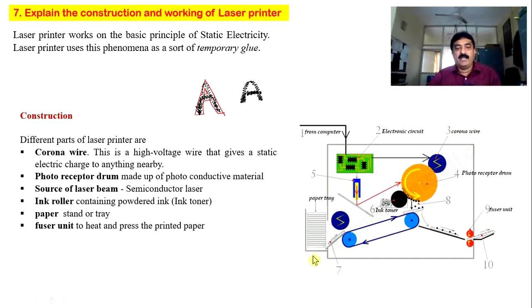Then meanwhile, from the tray, the paper will enter the scenario. As it comes, the paper is also charged by the corona wire. So the paper moves on the belt. The belt is something like an escalator. The paper keeps on moving. Once the paper arrives at the drum, the paper will pull the powder, will pull the ink.